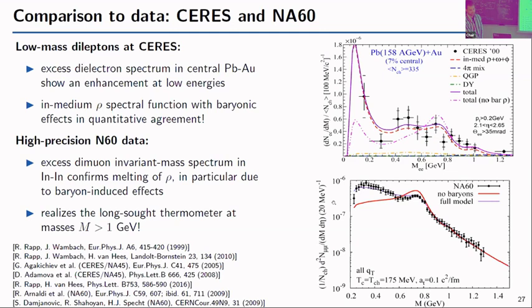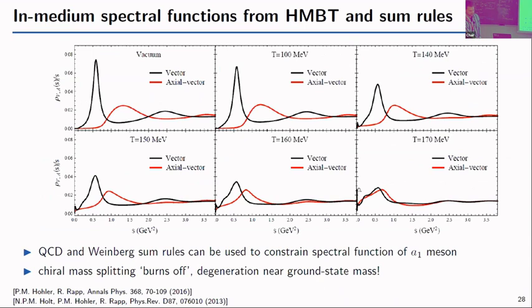Okay, another way is to combine these calculations, for example, with sum rules, QCD and chiral sum rules, which was done here by Ralf Rapp and collaborators. You see in black the rho spectral function, which was computed using hadronic many body theory. But then the A1, the red line, was actually obtained by just using constraints from sum rules. And then you get some estimate here for different temperatures, and you can see nicely how rho and A1 behave and how they actually degenerate at very high temperatures due to the restoration of chiral symmetry.